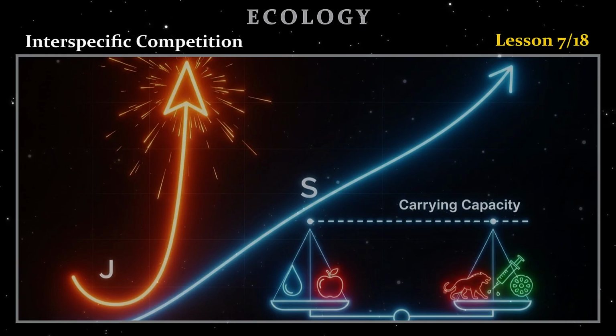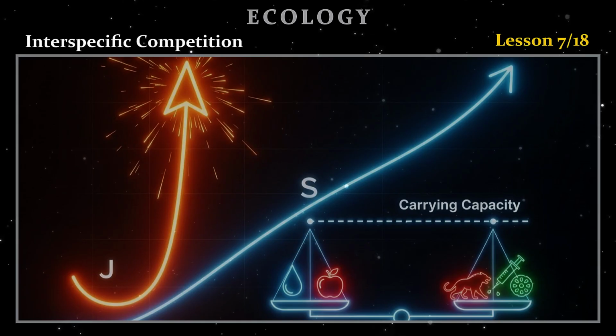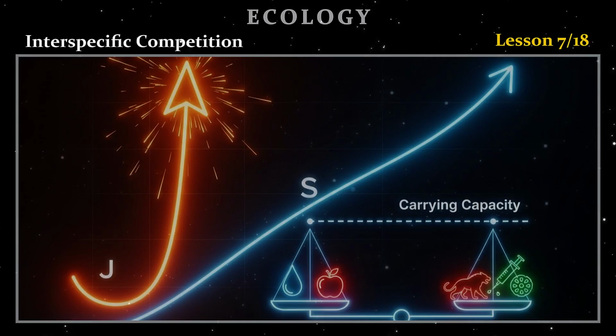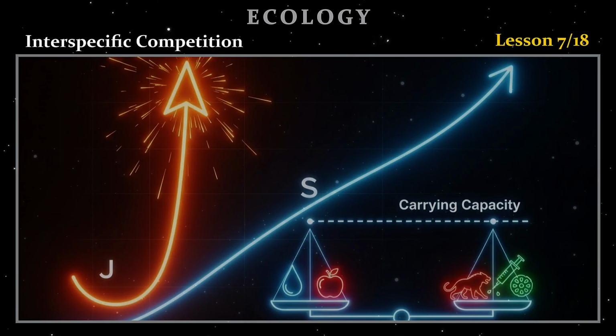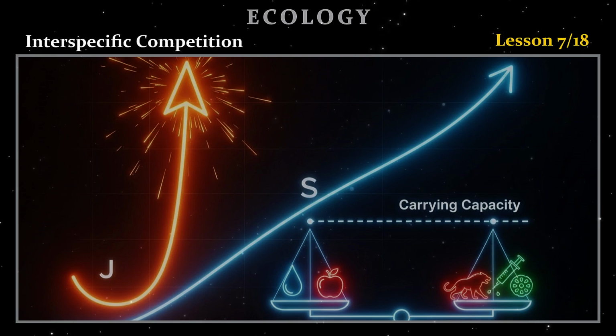But regardless of the speed, if resources are unlimited, the shape of the curve is always that rising J. But we do not live in a paradise of infinite resources. We live on a finite planet. The jar eventually runs out of food, the space runs out. This introduces the second, more realistic model, logistic growth.